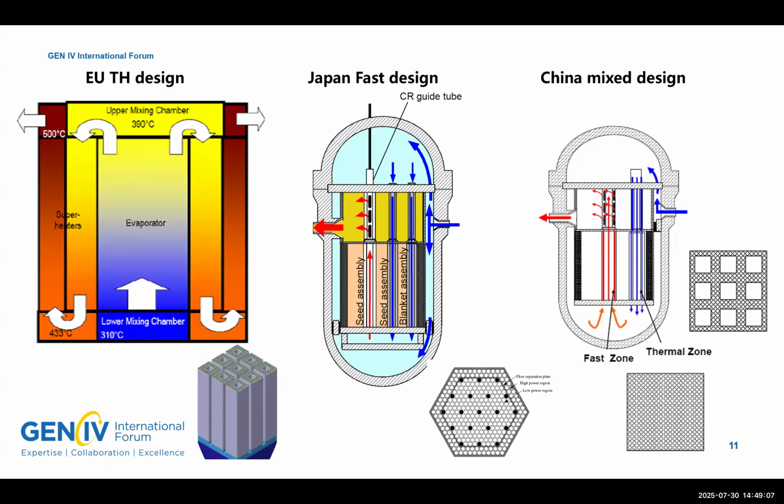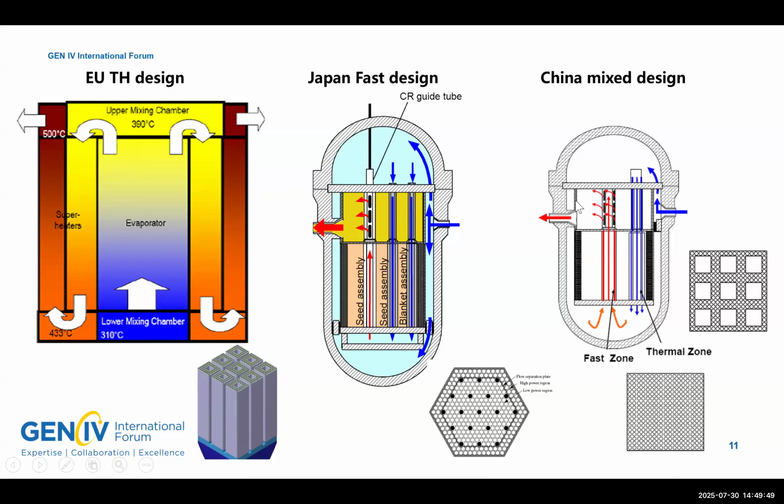And another design is the Japanese fast design in the middle. In this kind of design, because it's a fast core design, they don't need the moderator channels or moderator box, but the flow also enters the pressure vessel, downward and upward. And in the upper plenum it goes downward to the lower plenum and is heated, and then in the seed assemblies it is heated again. So that's a 2-pass design.